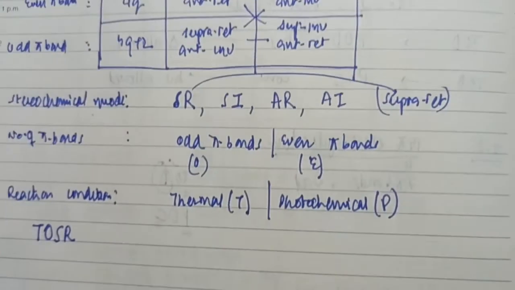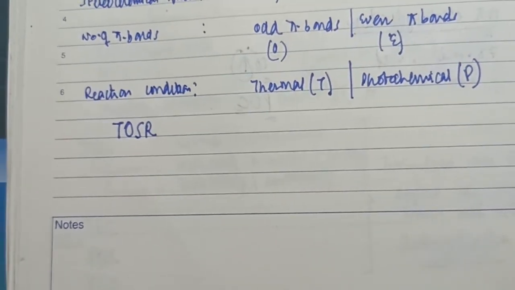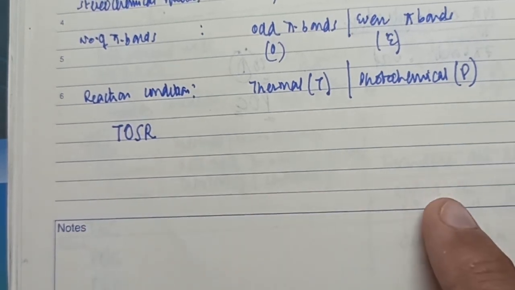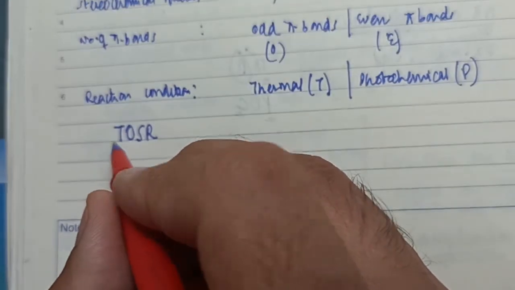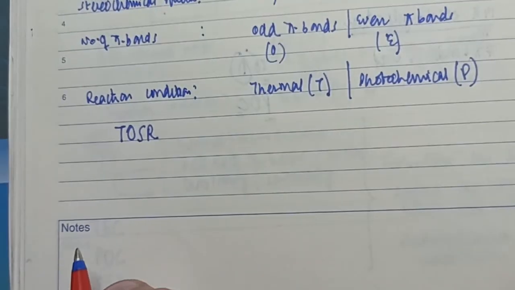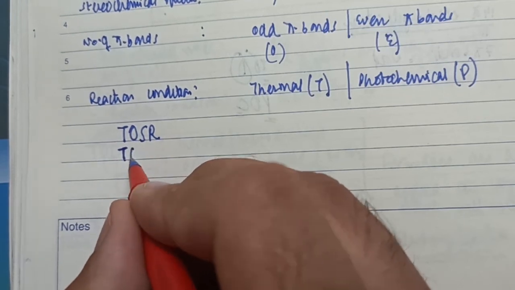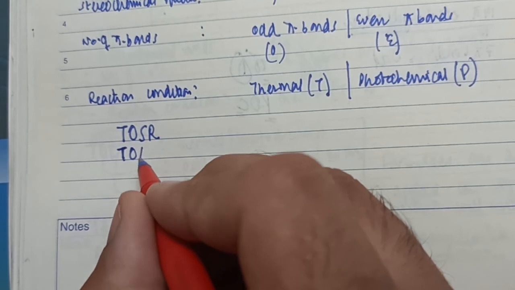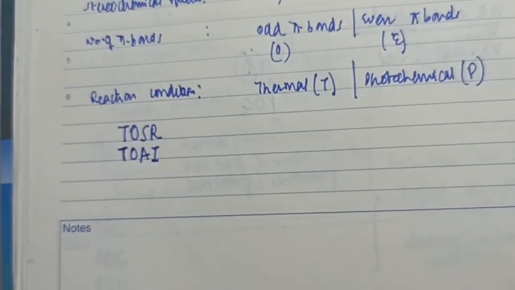You can remember this formula, and the logic of converting the formulas from one to other would remain the same. That is, change any 2 things and you'd get a new formula. For example, this TOSR can be converted if I keep the thermal conditions only for some formulas. Let's say T remains T only, let's say odd remains odd only. Then both things need to be changed. Supra will become Antara and retention will become inversion. So one formula is created.